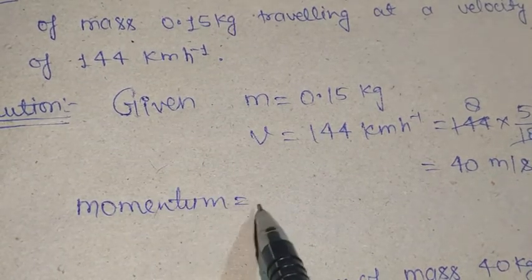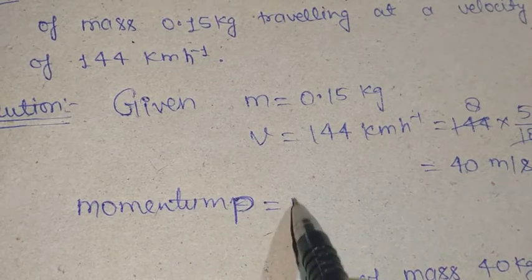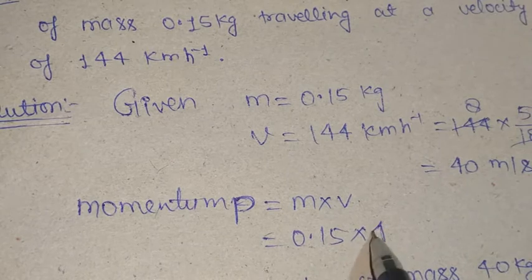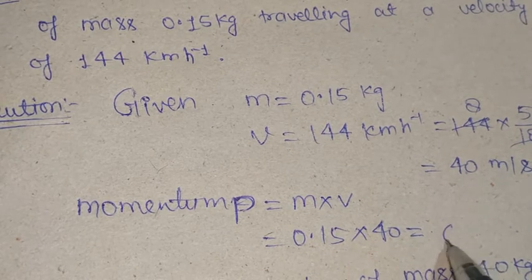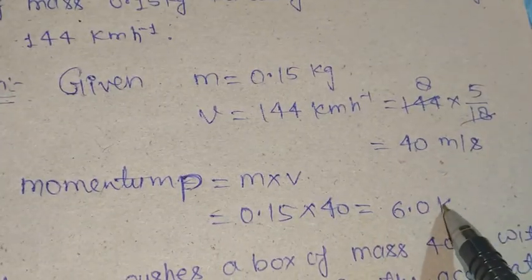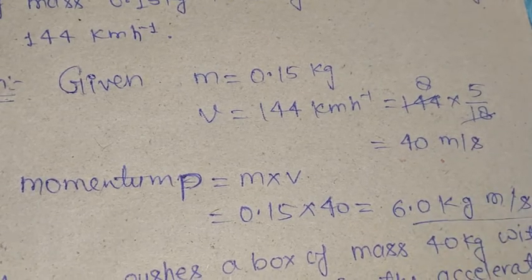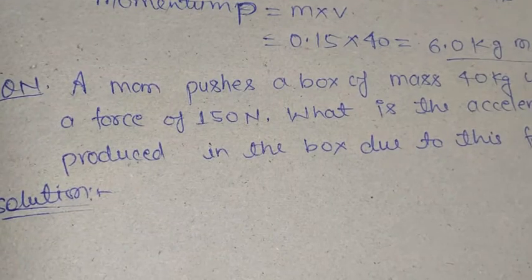Now momentum is represented as P equal to m into v. m is 0.15, v is 40. This comes to 6 kilogram meter per second. This is the unit of momentum. One more question is here.